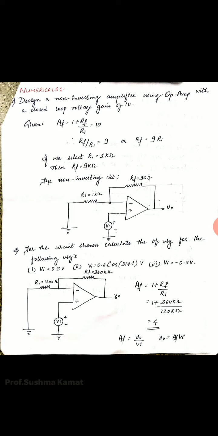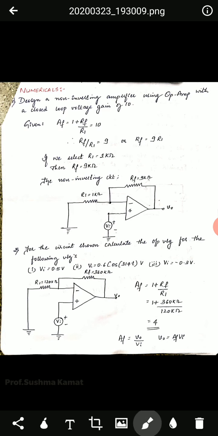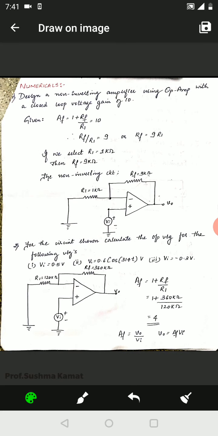The first one: design a non-inverting amplifier using op-amp with a closed loop voltage gain of 10. So what is this closed loop voltage gain of 10? Which means the value of AF is mentioned. R1 is not given, RF also is not given. Only value which is given is the closed loop voltage gain.